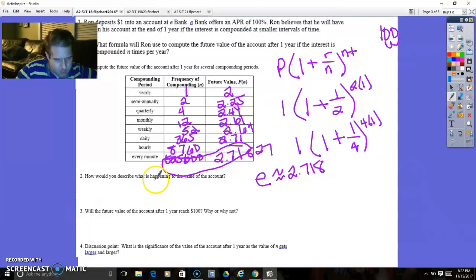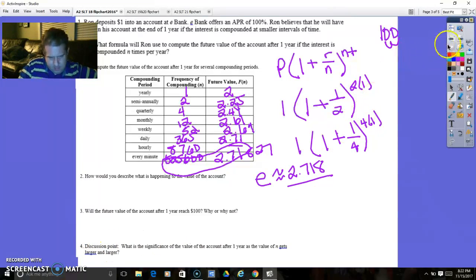All right, so how will you describe what's happening to the value? Okay, so it's increased. I've already said that. Will the future value of the account after 1 year reach $100? No, it's not. The absolute most it could ever be is $2.71, give or take 72 cents. Now, it is an irrational number, which means that it's going to go on forever and ever. It's kind of like pi. It doesn't end.